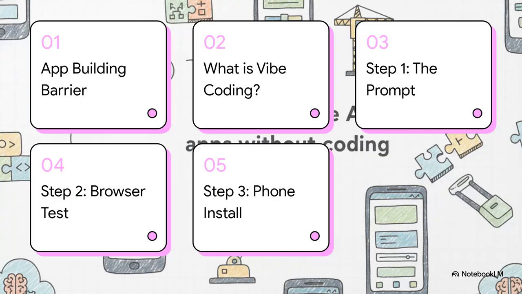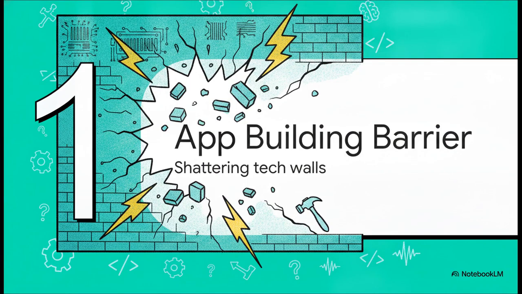Here's our roadmap for the explainer today. 1. The app building barrier. 2. What exactly is vibe coding? 3. Step 1. The prompt. 4. Step 2. Browser testing. And finally, 5. Step 3. Phone install.